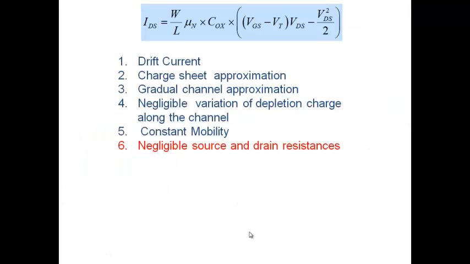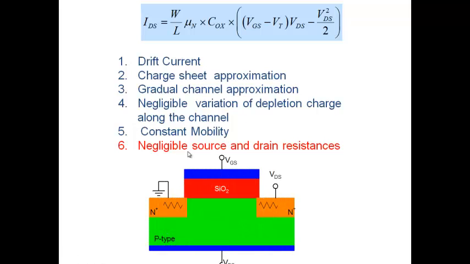All right, so these are the assumptions that you see here. The simple familiar expression that you know, W by L mu Cox (VGS minus VT) VDS minus VDS squared over 2. The assumptions that are being made are: current is purely drift, charge sheet approximation, gradual channel approximation, negligible variation of depletion charge along the channel, constant mobility, and I've added one more, which is negligible source and drain resistance.